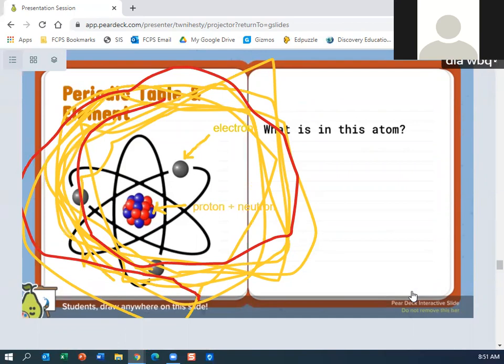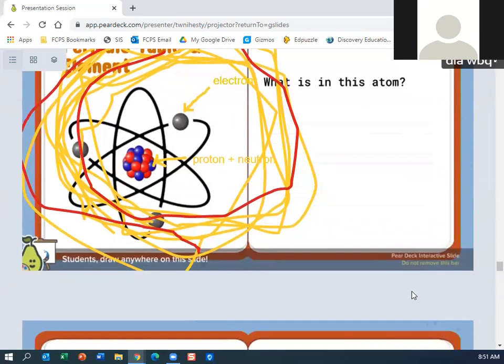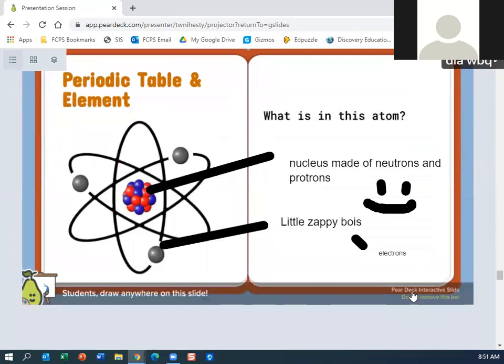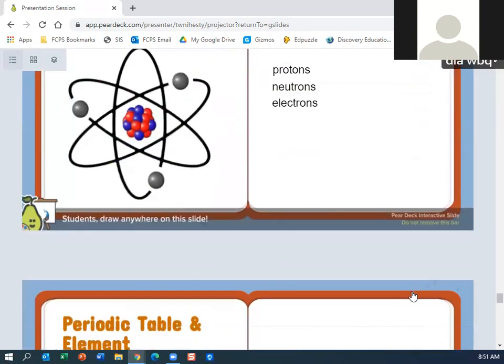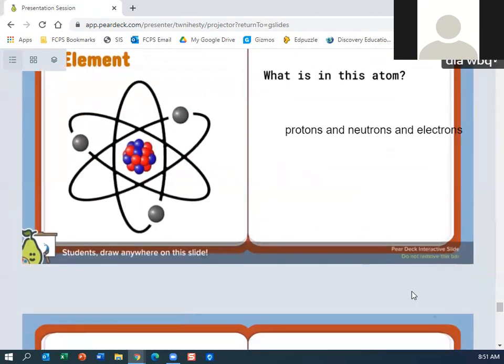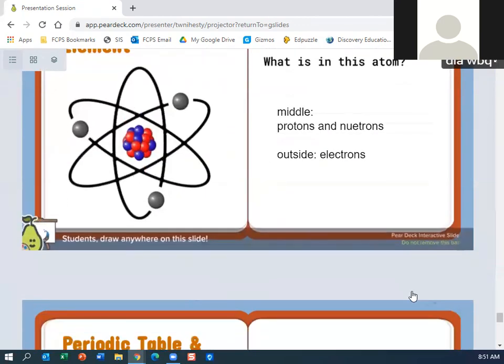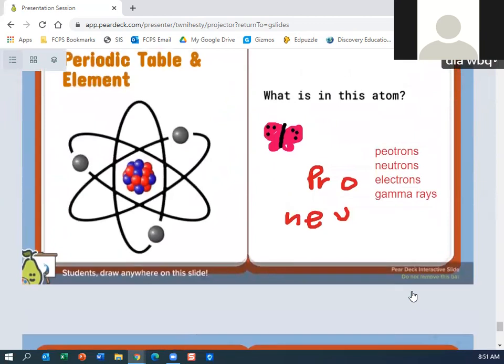Okay. Nice. Little zappy boys. All right. Perfect. Electrons, that's correct. Pizza. If you're hungry, I guess you can order Uber Eats, whatever. But perfect, lovely. Amazing. Oh, I can't even draw butterflies like that, but perfect.